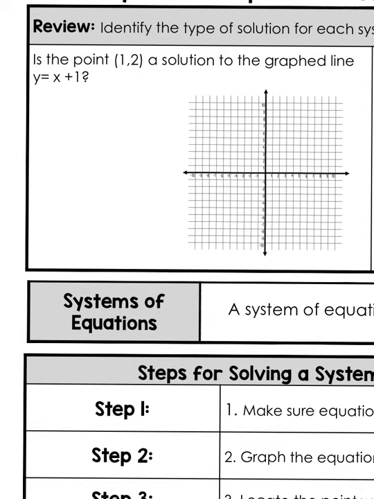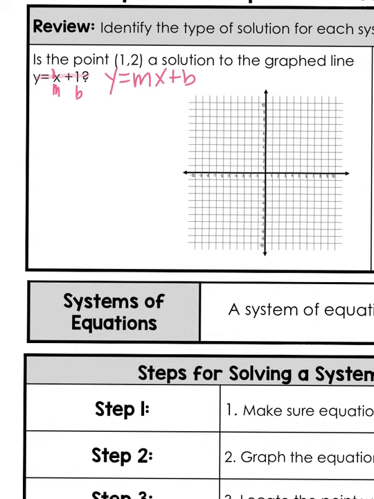So to begin, I'm actually going to graph this equation y equals x plus 1. Now remember, this is already in slope-intercept form, and slope-intercept form is y equals mx plus b. And so our 1 is our b, and we actually have an invisible 1 in front of this x, and so our slope is also 1.